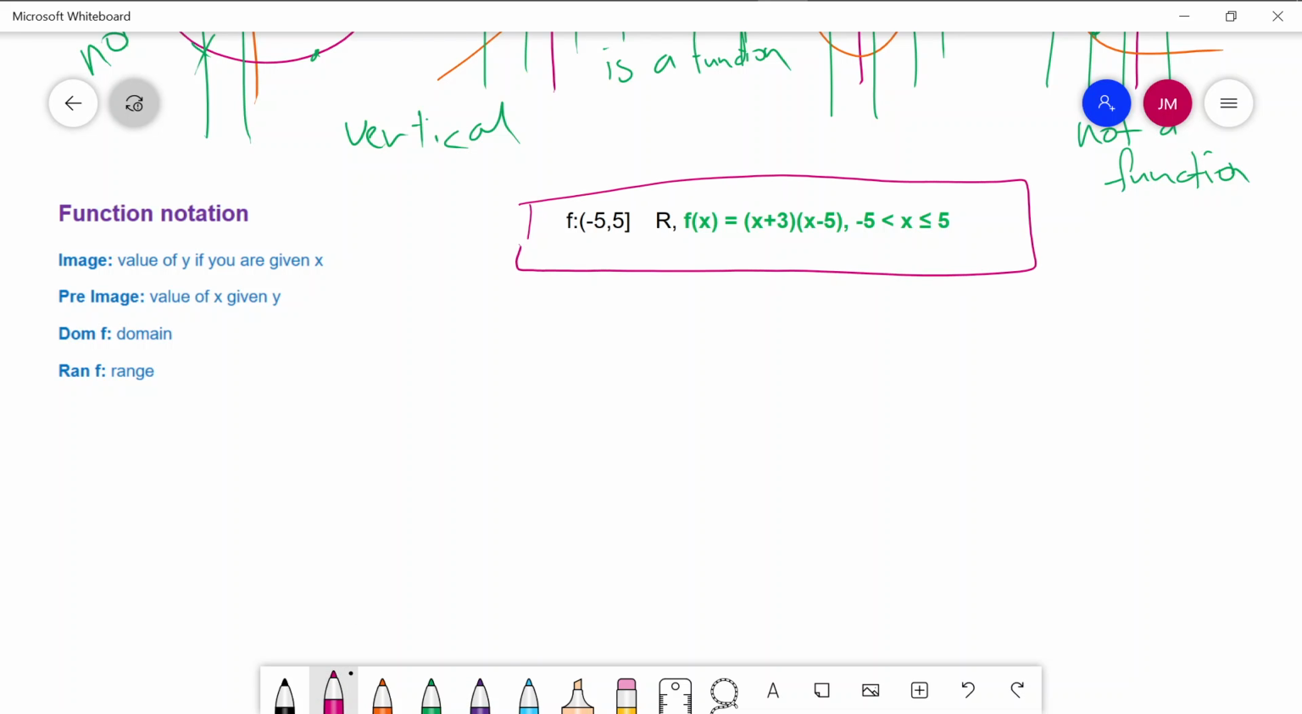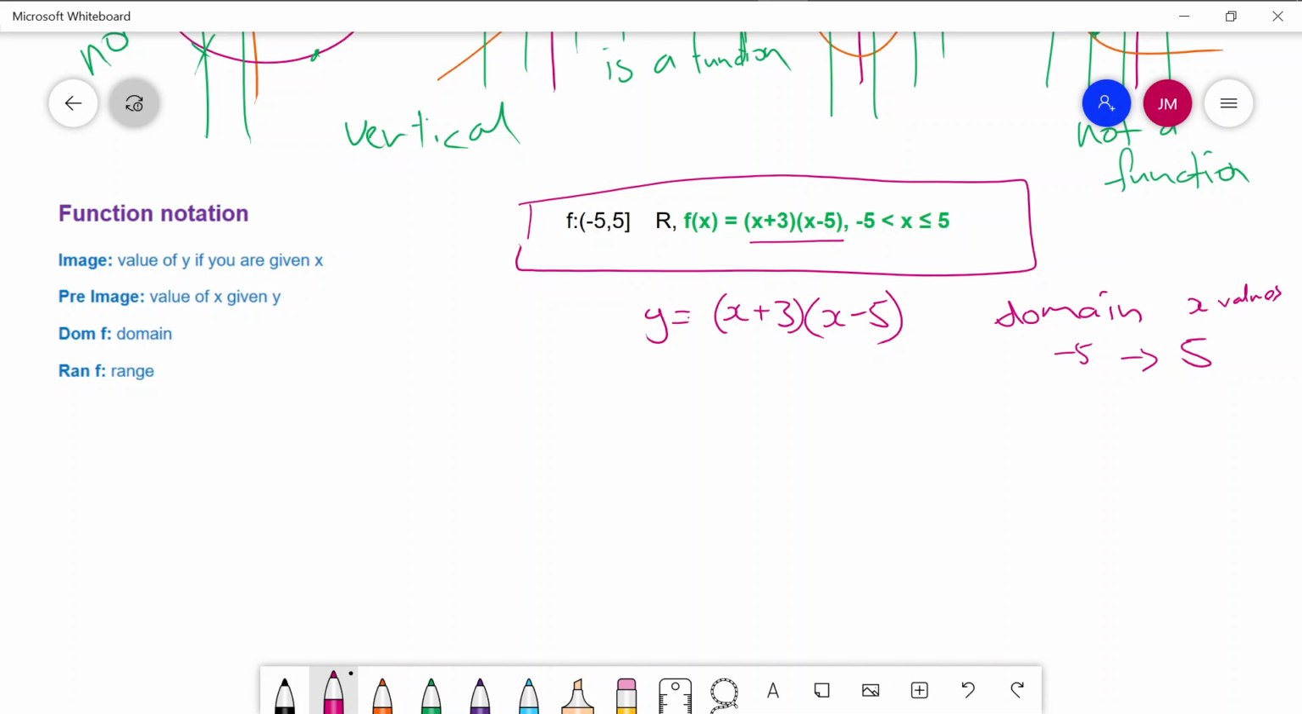This thing written over here. Now it looks pretty wordy. There might be a few symbols that you're not too accustomed to, but all it's really saying is, hey, can you sketch the graph of y equals (x plus 3)(x minus 5). So you can see that bit in there, that's the graph. And can you sketch it with a domain of -5 to 5? So that's your x values.